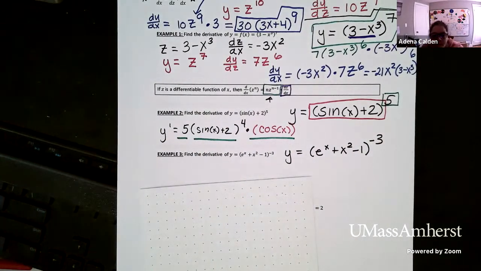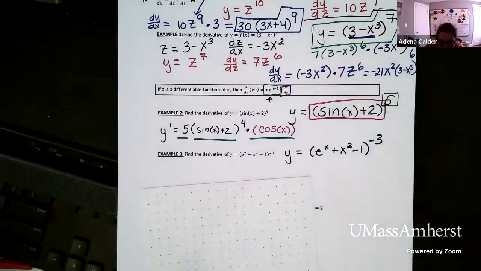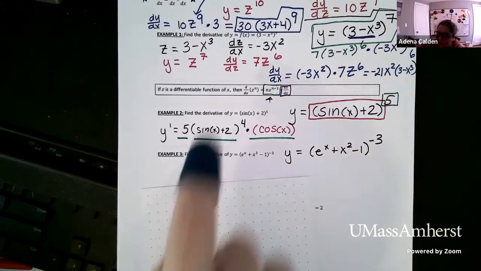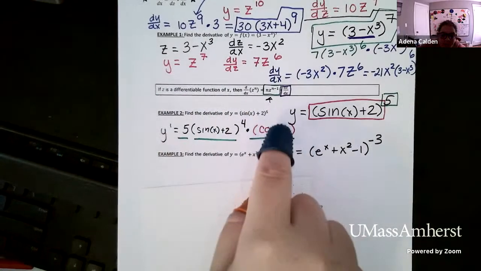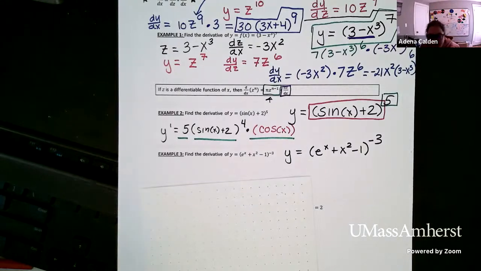So you can write this as 5 times cosine x times (sine x + 2) to the 4th, or you could write (sine x + 2) to the 4th times 5 times cosine x. So if you've done out a z substitution and you have these 3 factors and they're just in a different order, then that is the same thing.